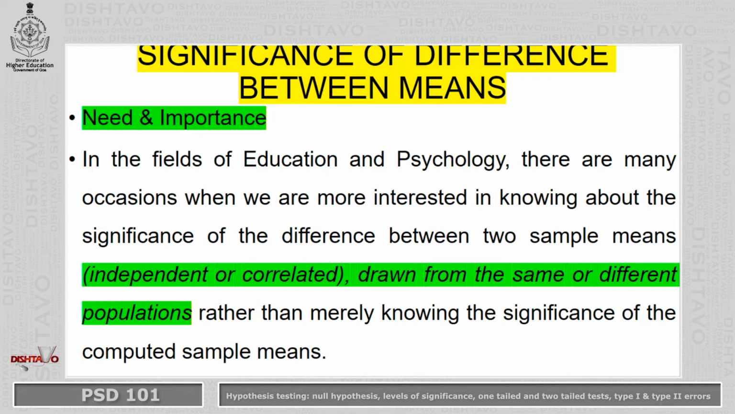Sometimes the sample is drawn from the same population. Sometimes the sample is drawn from different populations. So, many a times, instead of the significance of computed sample means, we may want to know the difference and whether there is a difference between the significance of means.